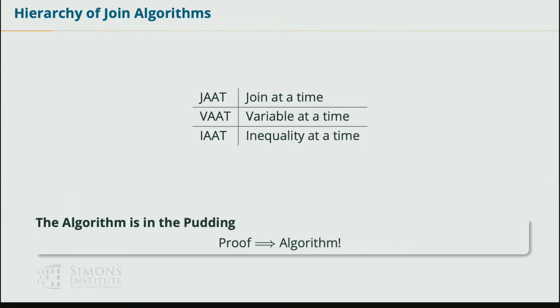Okay, so there will be a hierarchy of algorithms, which I will call one join at a time, one variable at a time, and one inequality at a time. So that explains the acronyms. And the main theme of the talk will be that you can actually find the algorithm in the pudding. So the proof is in the pudding, and if you look into the pudding, you'll find the proof, and from the proof, you'll get the algorithm out. All right, so we'll see how we can turn a proof of the bound into an algorithm, and this will be the central theme of the talk.